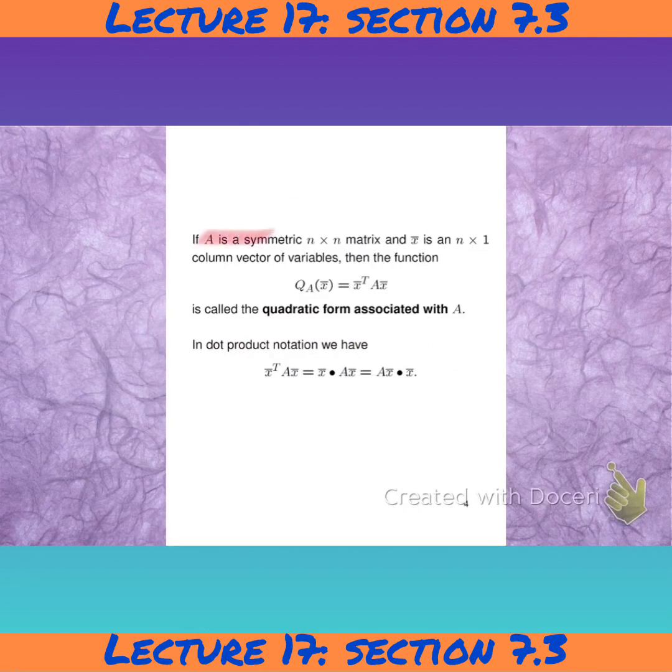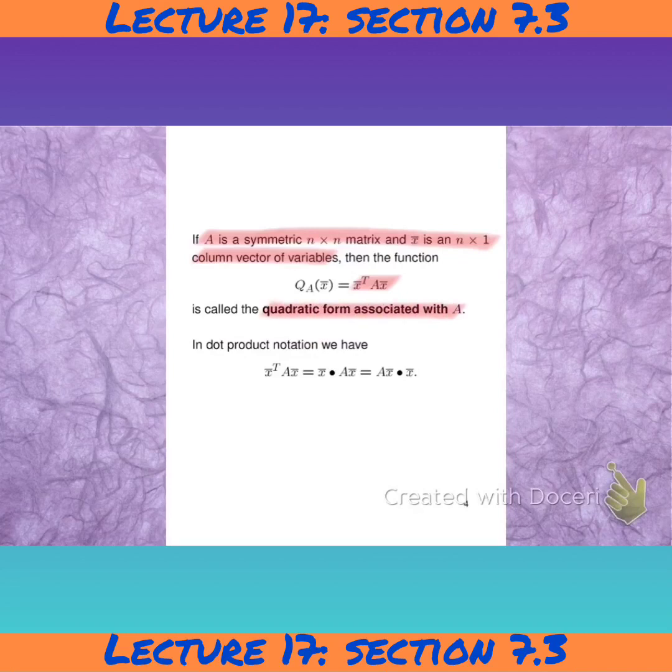Right, now if A is a symmetric n by n matrix and x is an n by 1 column vector of variables, then this function that we have, remember, we have the transpose of x, which is a row vector, multiplied by the matrix A, which is now the matrix comprising the coefficients of your quadratic function, multiplied by the column vector x. That function is called the quadratic form associated with A, with A being the matrix.